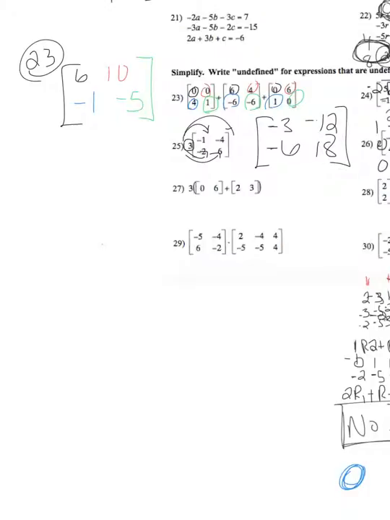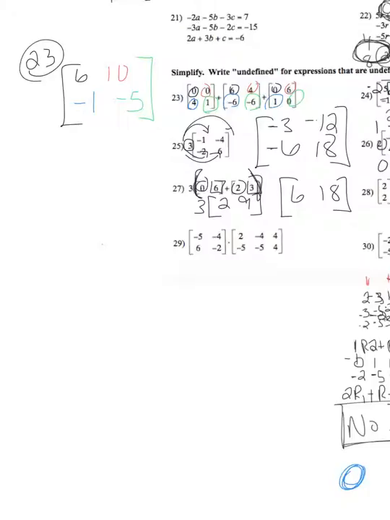You do have to do order of operations on number 27, so we've got to do the parentheses first, so we'll add those first. So that's going to make a matrix of 0 plus 2 is 2, and 6 plus 3 is 9. So really, it's 3 times that. So 3 times 2 is 6, 3 times 9 is 18. So there's that matrix.